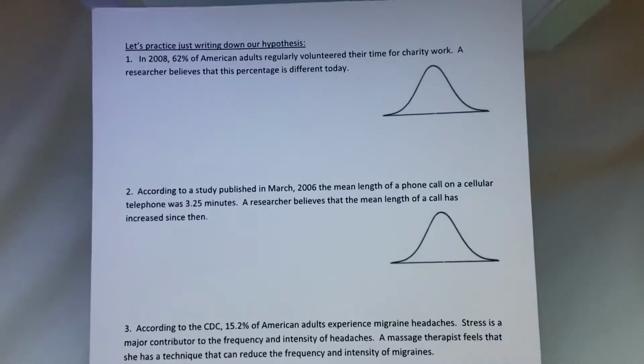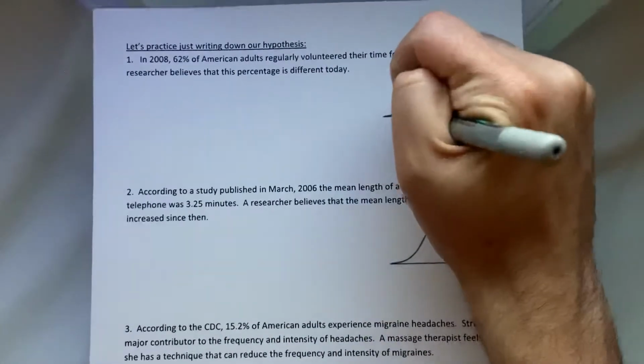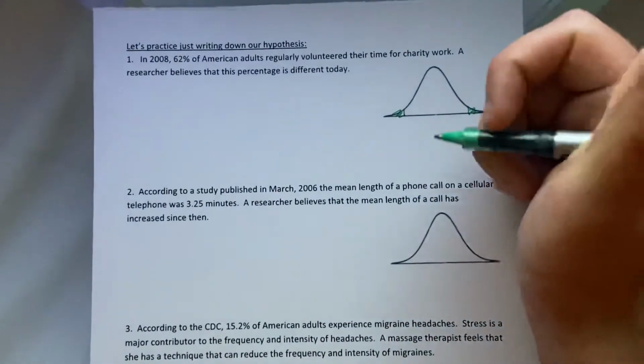So in 2008, 62% of American adults regularly volunteered their time for charity work. A researcher believes that this percentage is different today. So the word is different today. It didn't say greater than or less than, which means it's a two-tailed test. So we're checking both sides.